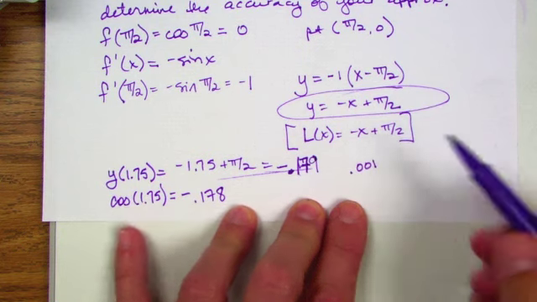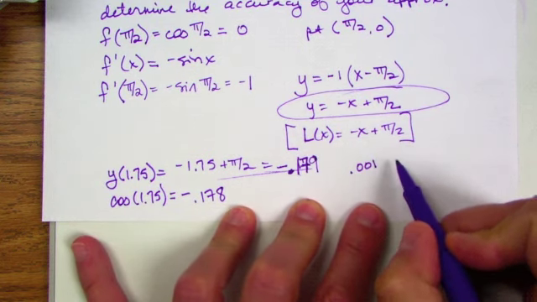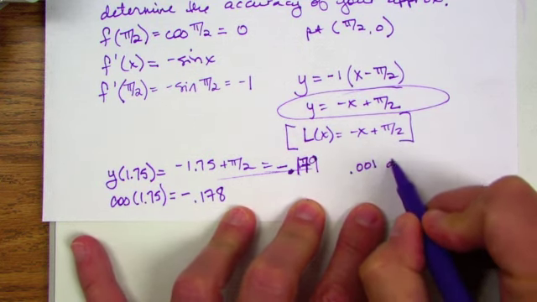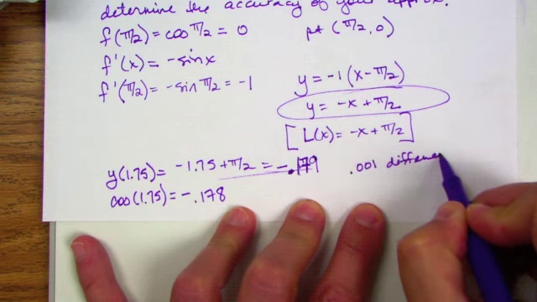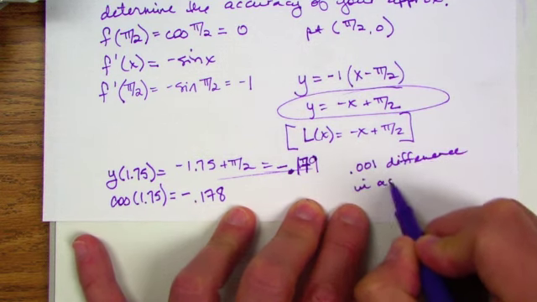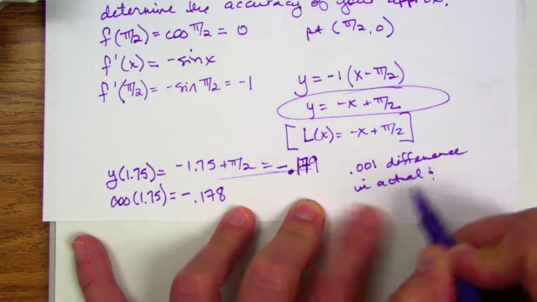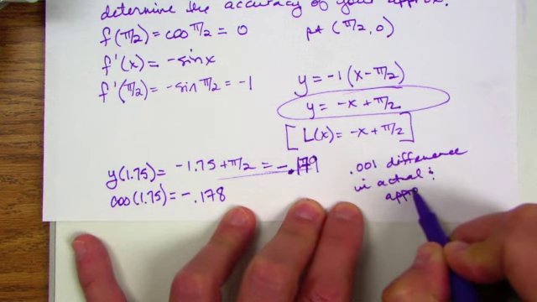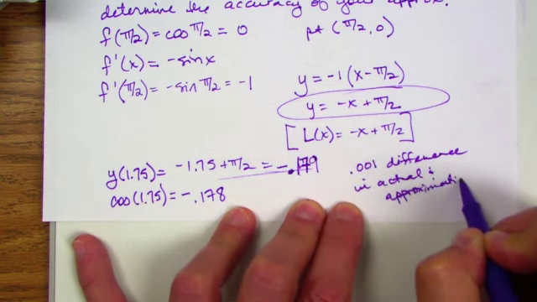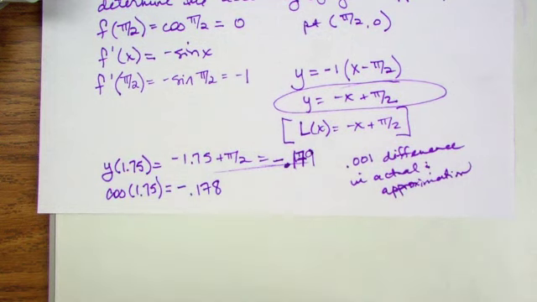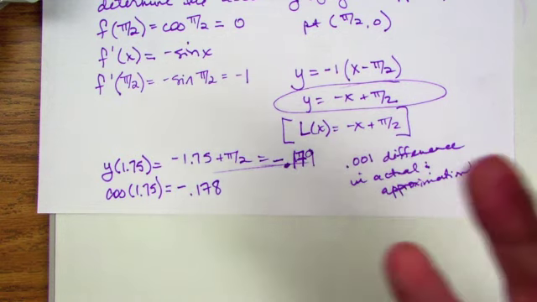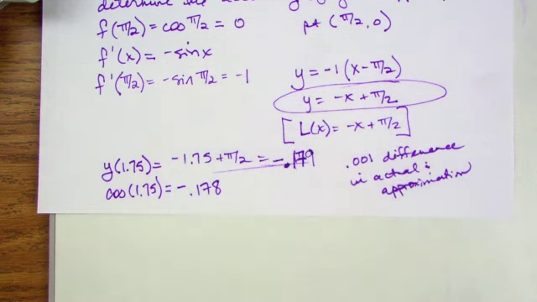Yeah, if you're building a bridge, I think you'd be using a calculator. There's a 1,000 difference in actual and approximation. And again, I know this seems a little silly right now, like, well, why wouldn't I just figure out cosine of 1.75? There's more coming with this.